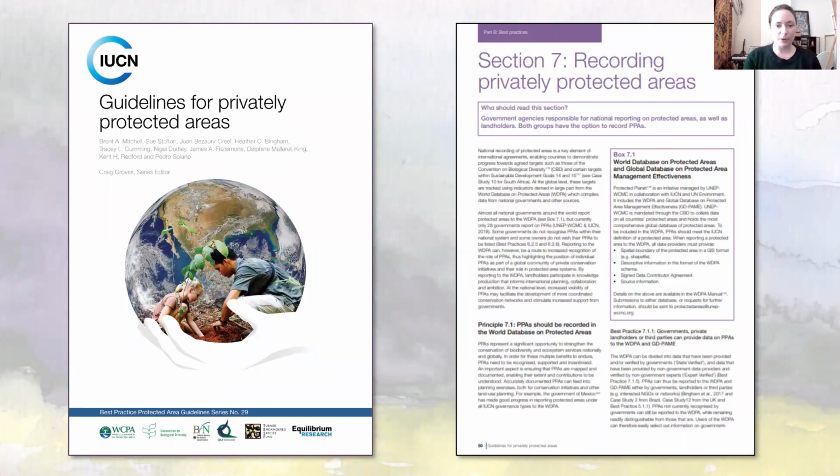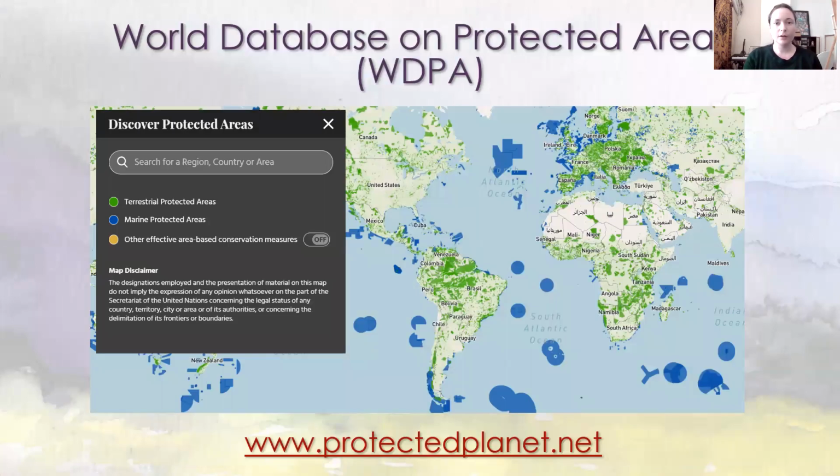I'm going to talk about the process for recording data on privately protected areas in the WDPA, which is covered in Chapter 7 of IUCN's Guidelines on Privately Protected Areas. And I'm also going to talk about how this relates to the process of recording data on OECMs. But first, I'm going to focus on protected areas and on the World Database on Protected Areas. And I'll start by providing a bit of background.